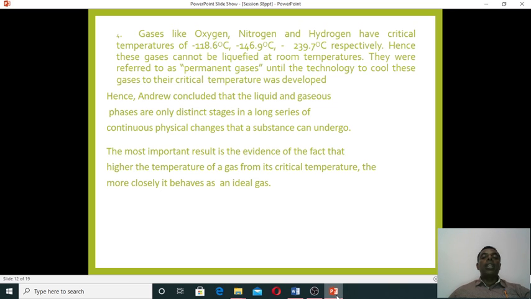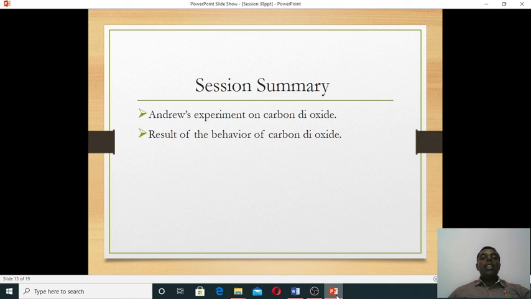Hence, Andrews concluded that gas and liquid phases are only distinct stages in the long range of continuous physical changes that a substance can undergo. The most important evidence is the fact that the higher the temperature of a gas above its critical temperature, the more closely it behaves like an ideal gas. So in this session we learned Andrews' experiment on carbon dioxide and how carbon dioxide behaves at different temperatures by varying the pressure and volume.